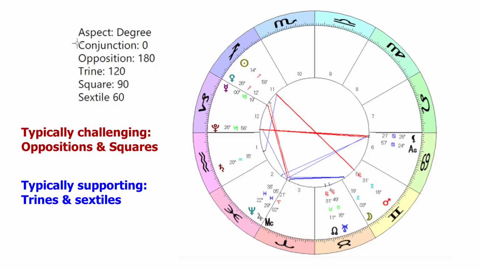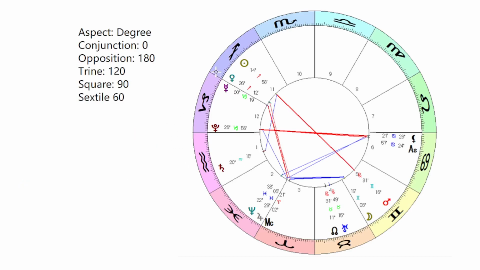You notice that they don't have the conjunctions in an aspect line, because a conjunction is when two planets are close together. So for example, right here Venus and Mercury are in an out of sign conjunction. That just means they're in two different signs. Now let's talk about orbs.